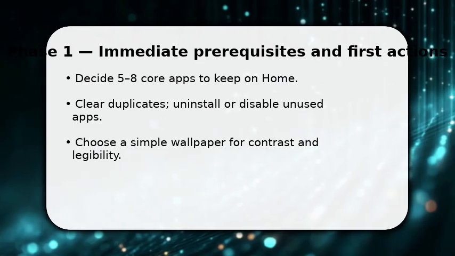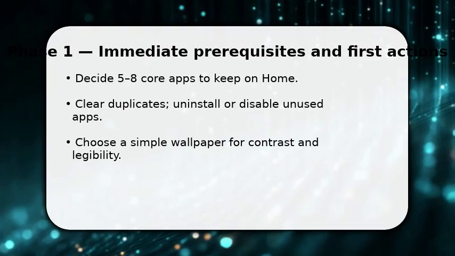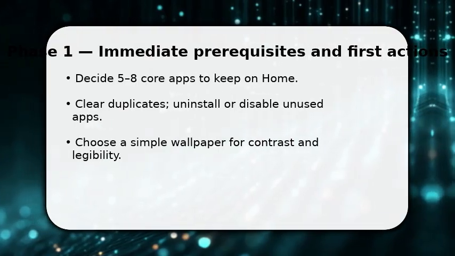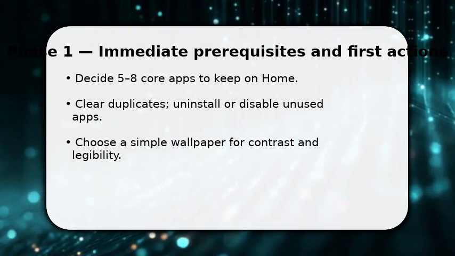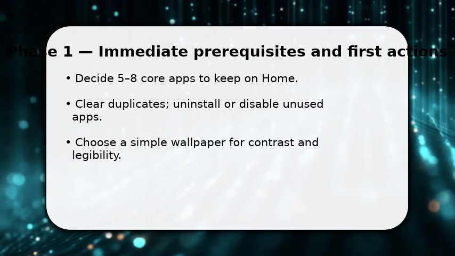Enjoy the video. You start by selecting the essentials. Pick 5 to 8 core apps you use daily, because fewer icons reduce decision fatigue. Once chosen, remove duplicates and uninstall or disable apps you never open. This frees space and speed search.